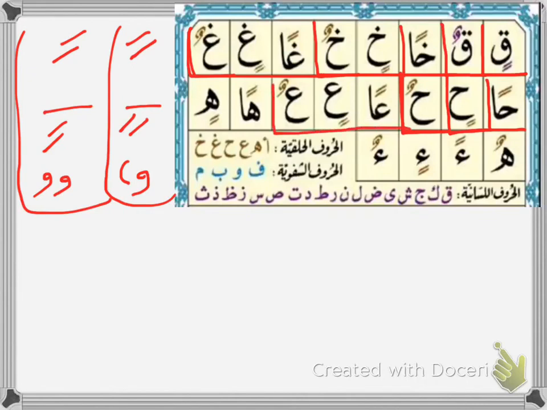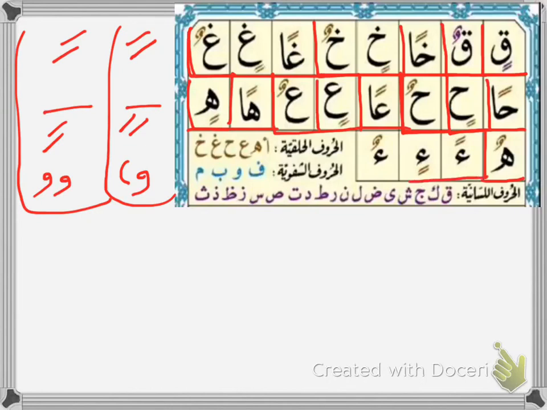Next one is عين. عين فتحتين عن. عين كسرتين عن. عين ضمتين عن. Next one is the letter ها. ها فتحتين هن. ها كسرتين هن. ها ضمتين هن.